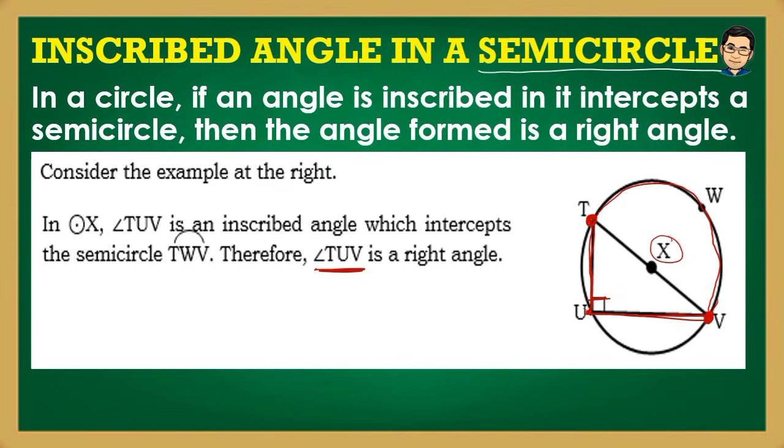I-intercept niya yung semicircle, kaya yung sukat ng inscribed angle is 90 degrees. Yung measure ng right angle. Ang sukat po kasi ng semicircle is 180 degrees. Hatiin natin yon. Yun po ang magiging sukat ng inscribed angle, which is 90 degrees, na sukat ng right angle.